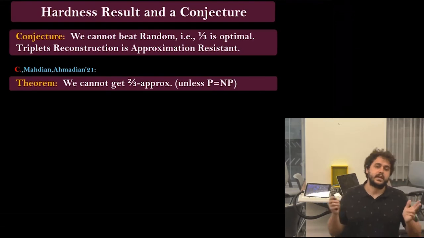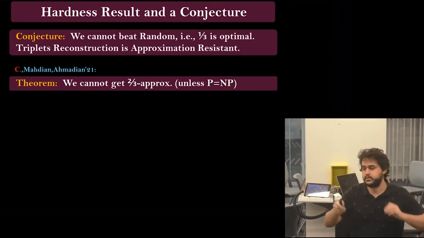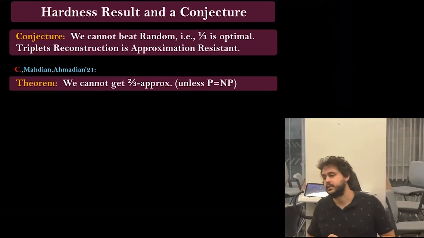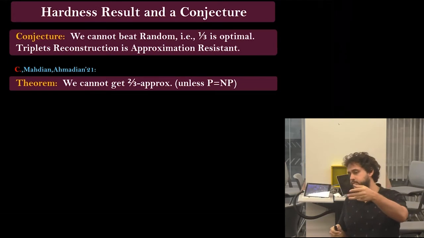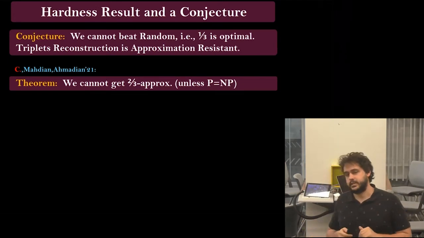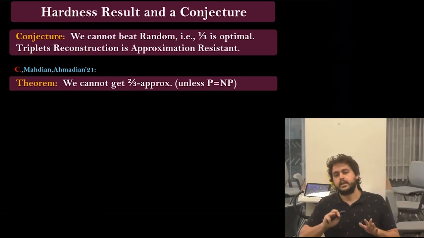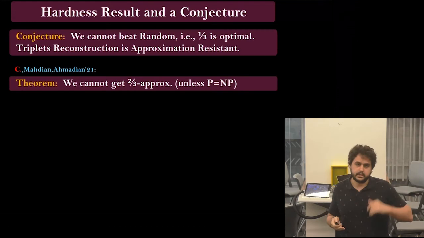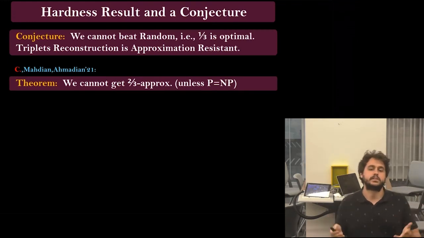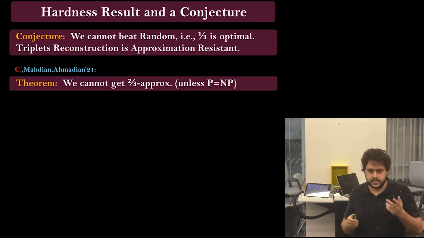Okay, first, I will prove later that we cannot get a 2/3 approximation. There's a question. Sorry, this is the first objective, right? This is just the triplets reconstruction. So when I give you a bunch of triplets, there are no similarities, just triplets. The thing we can actually prove for this triplet reconstruction problem is that we cannot get a 2/3 approximation. So there's a gap between 1/3 and 2/3. And this is unless P equals NP.